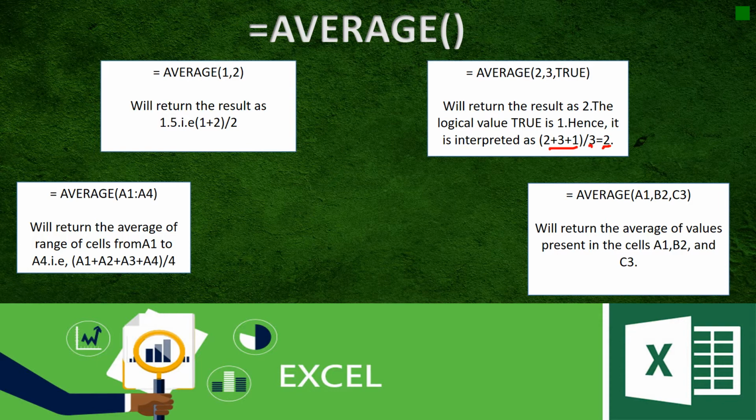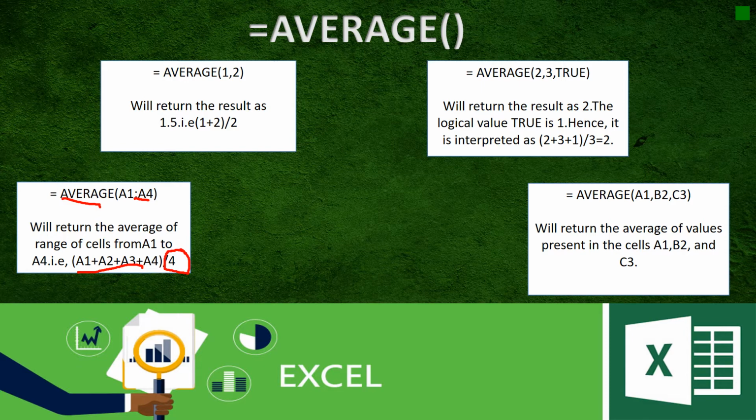We will get the value 2. Next is AVERAGE(A1:A4). Clear? It will return the average of the range of cells from A1 to A4. We will add all the numbers and divide by the total number.